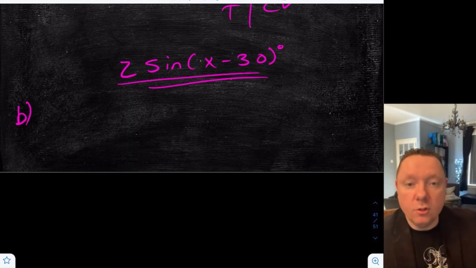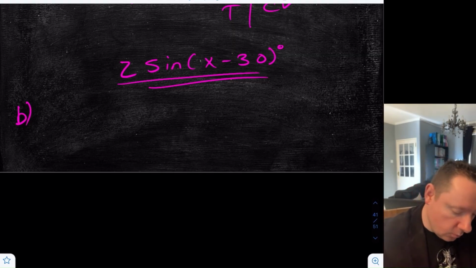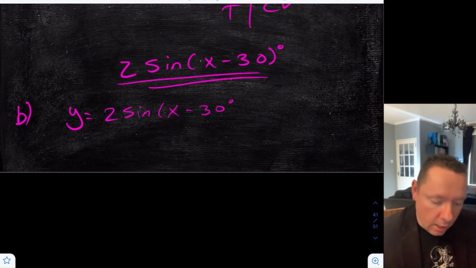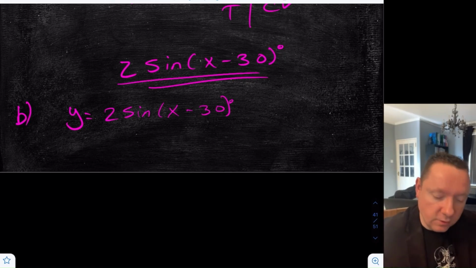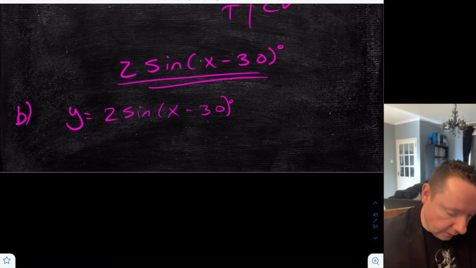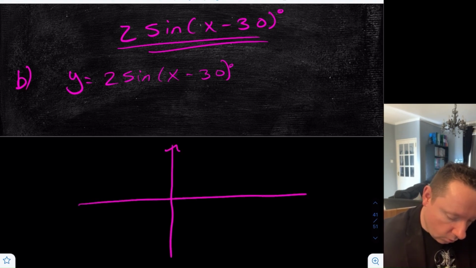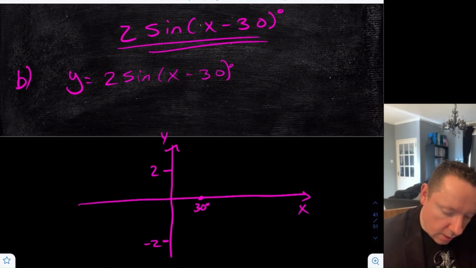So for part B, we have to draw the graph, but we've already put it in this form. So we're just going to draw the graph of y equals 2 sine (x minus 30). So I know my amplitude is 2, so it's going to go between 2 and minus 2. And minus 30 tells me that it's shifted to the right by 30 degrees. So drawing a nice sketch of that, I can note on the y-axis the points 2 and minus 2. And then we're going to start at 30 degrees because we've shifted along.